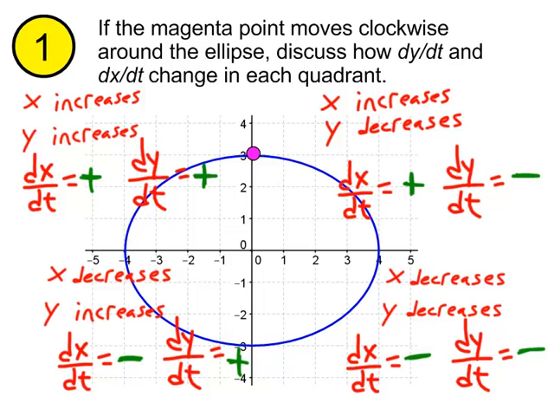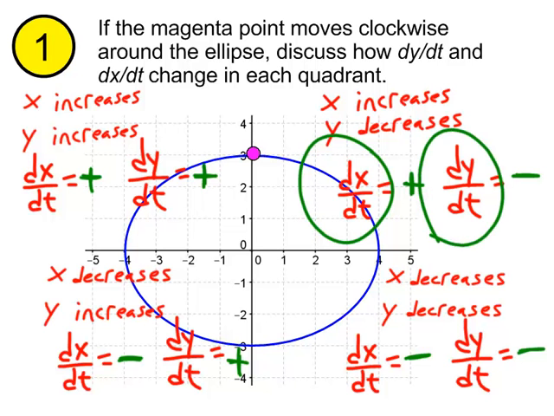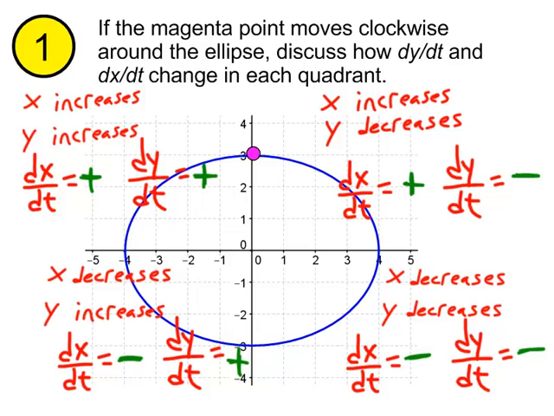Again, the purpose of this is to make sure you clearly understand that this dx over dt, dy over dt represent rates at which x and y are changing with time. All right, let's take a more detailed look in exercise number 2 at this problem.